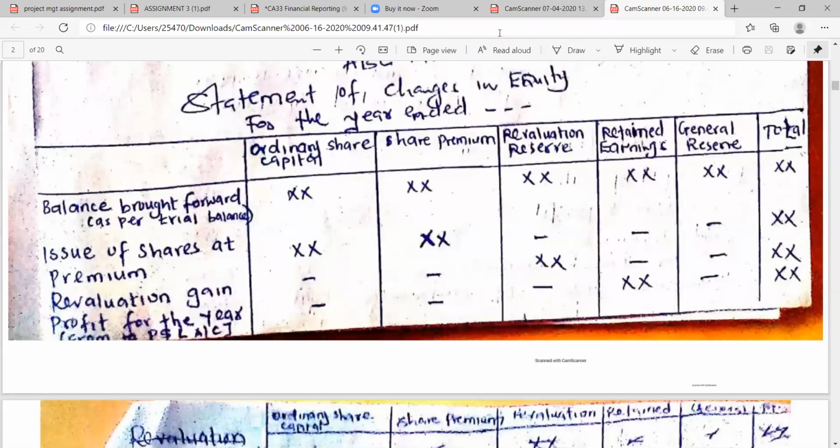So you go to your question and check the equity components which you have. So in this question now, if you go to your trial balance, if we can open our trial balance, that is the one which will guide us.